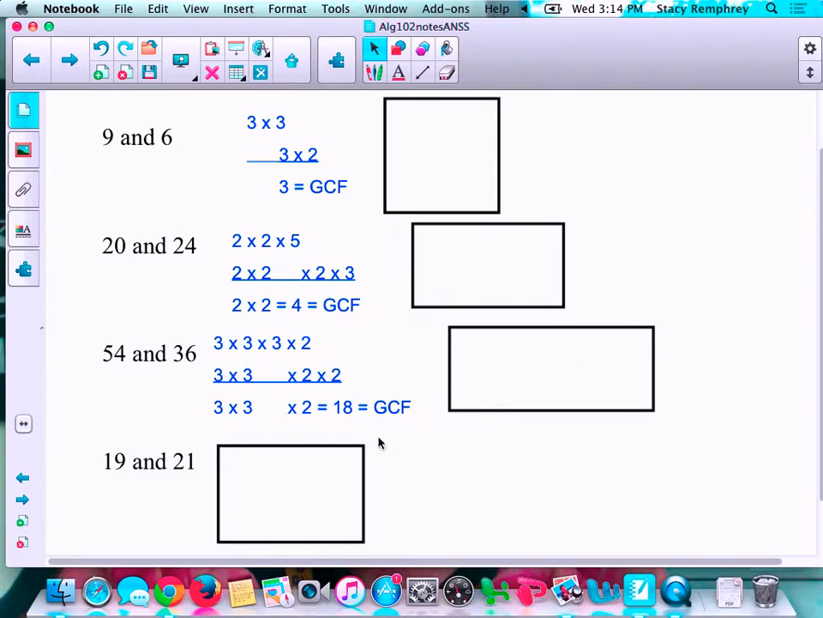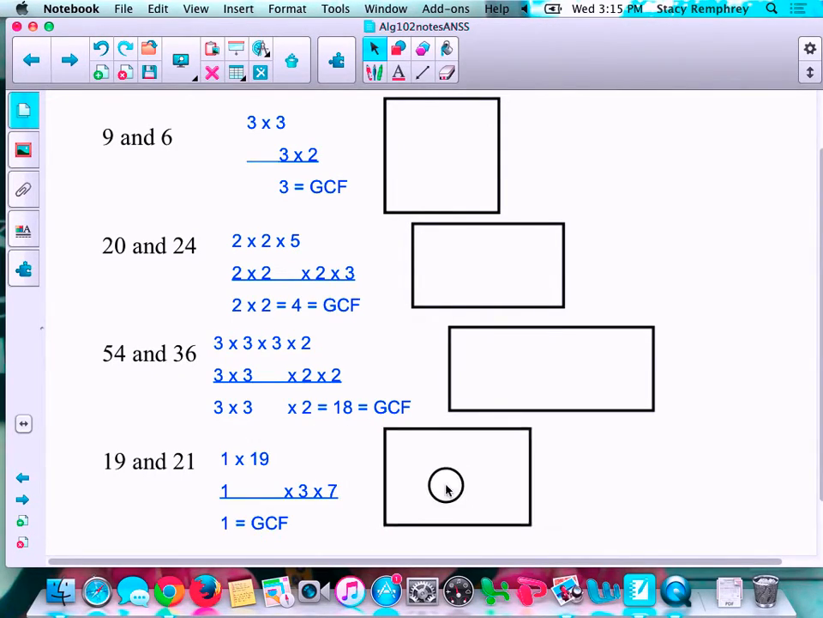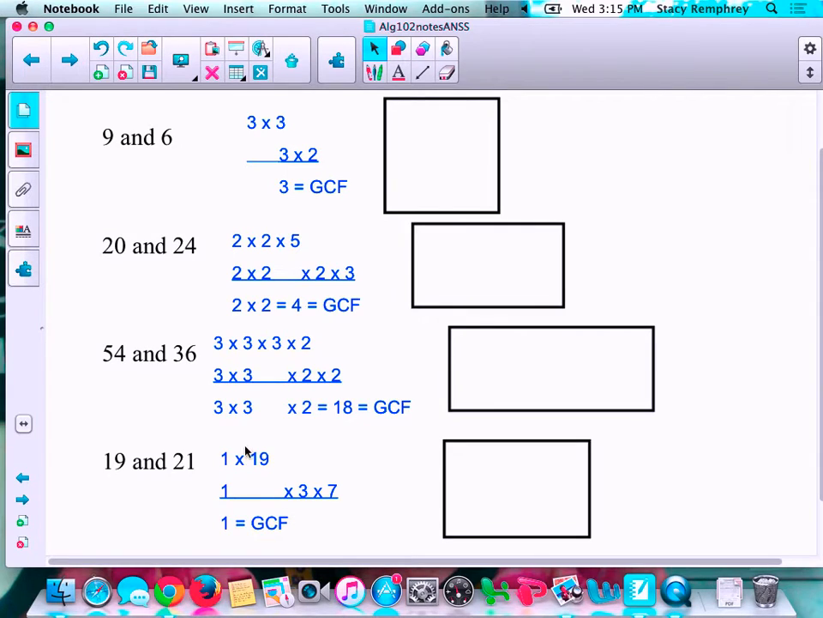54 and 36. A lot of people had trouble with this one in class. They were saying it was 9 or 6. The truth is actually it is 18 if you look at the breakdown here. For 19 and 21, we don't normally write the 1 as a factor, but 19 is prime. And if they don't have any common factors, they do have a GCF of 1, and we call these numbers relatively prime.